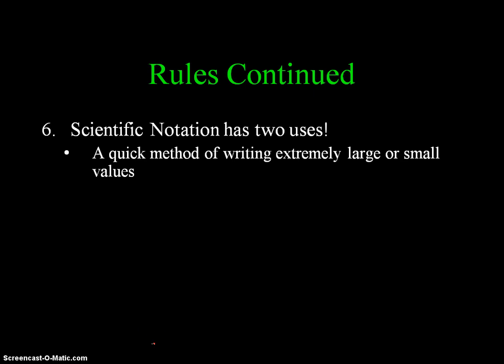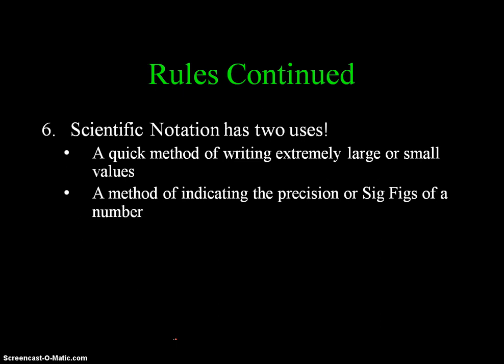Number 6. Now this was mentioned briefly when we went through the PowerPoint on how to do scientific notation, but you may not have picked it up. Scientific notation has 2 uses. The first, obvious one, is that it's a method for writing extremely large or small numbers. Really, really big numbers. I don't got time to write out 23 zeros. It's just not going to happen. I got things to do. So instead we use scientific notation. It's much, much faster. What you may have missed is that scientific notation is also a convenient way to indicate the precision or sig figs of a number.